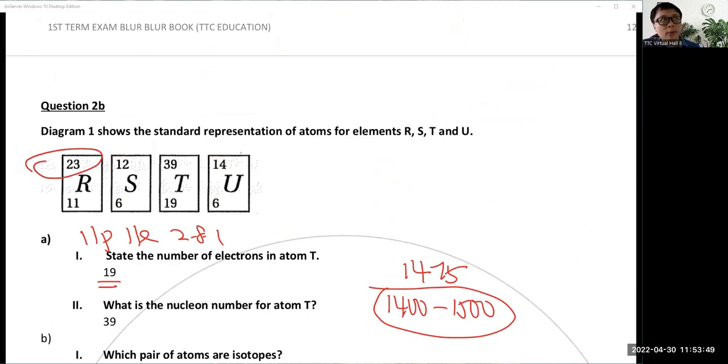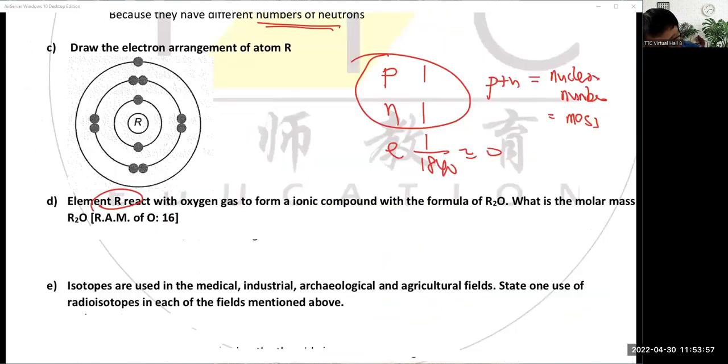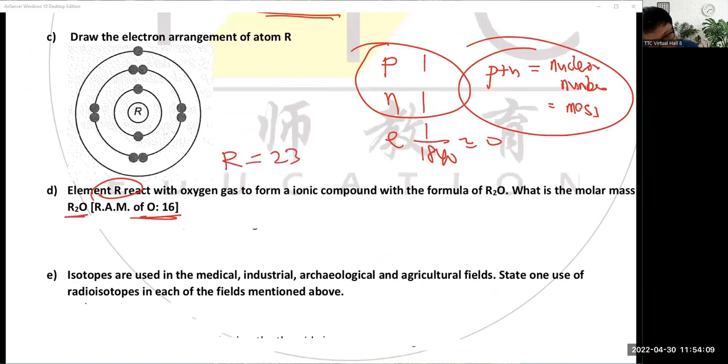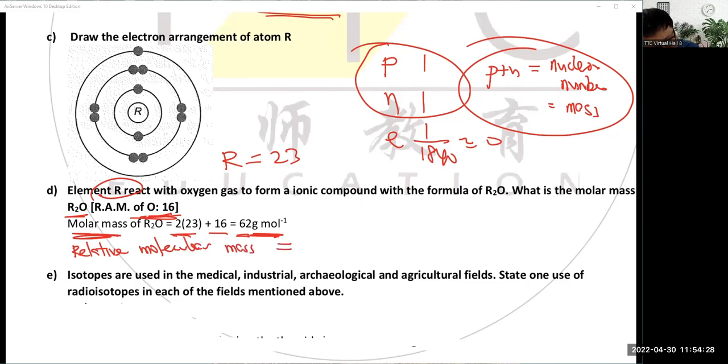The relative atomic mass of R will equal the mass number. Although here they didn't mention what the mass of R is, you should know it's equal to the mass number. So the mass of R is 23. Okay, R2O, what is the mass? You just write it out. R has 2, so 2 times 23 plus O is 16, so it's 62. If they ask for the relative molecular mass, because this is a molecule, then it's equal to 62.